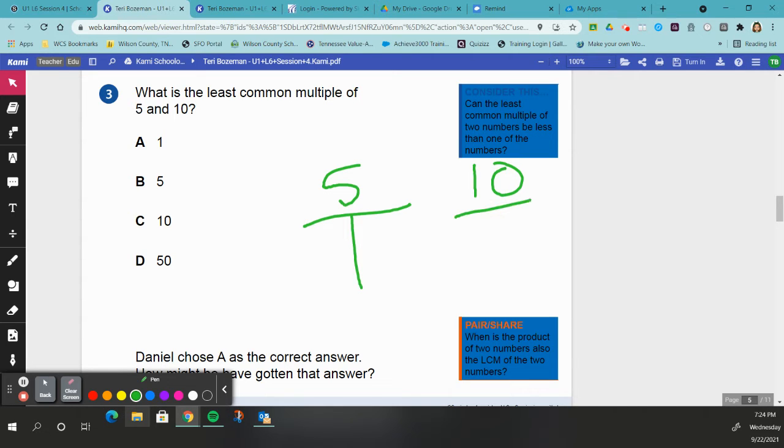mistaking factors for multiples, because if we were doing factors of 5, we would have 1 and 5, factors of 10, 1 and 10, 2 and 5, and then the least common factor there would be 1. So I think that Daniel made the mistake of finding factors instead of finding multiples.